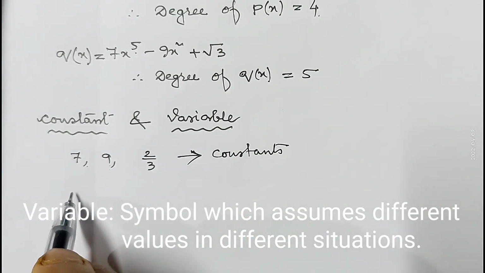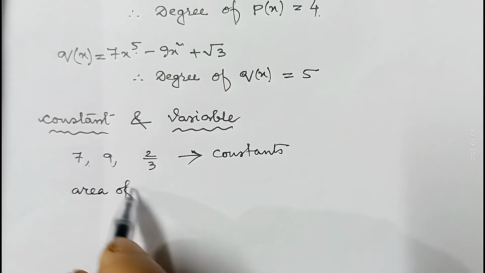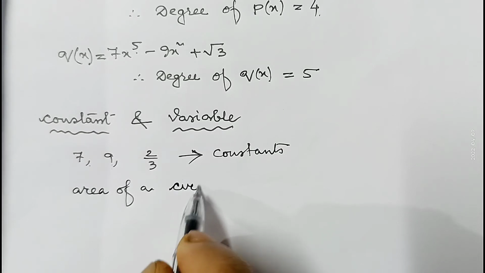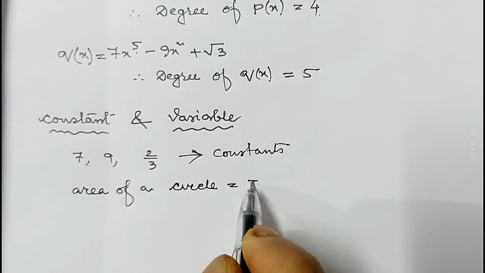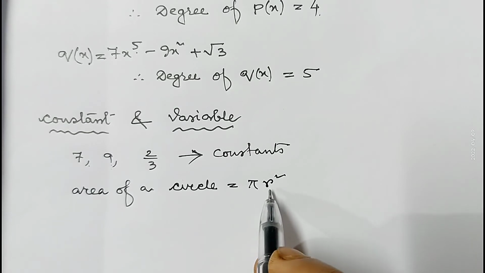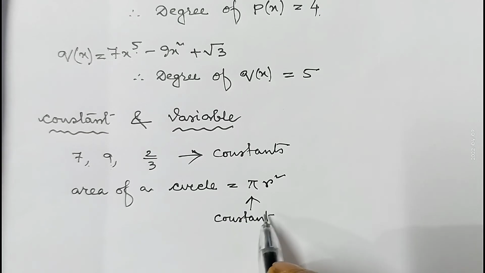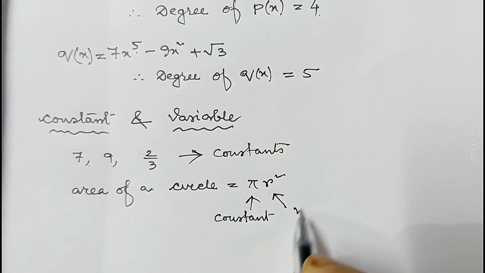Suppose if I consider area of a circle, we know area of a circle is pi r square. Area of a circle formula is pi r square. Here r is the radius of the circle. In this case pi is constant while r is a variable.